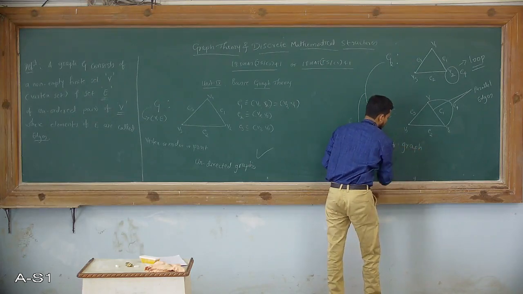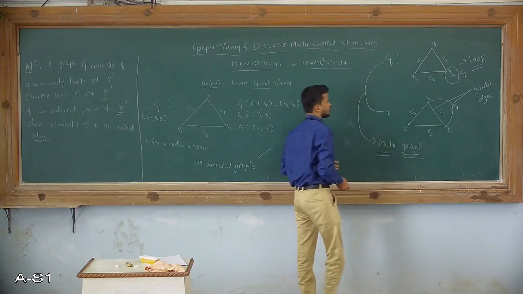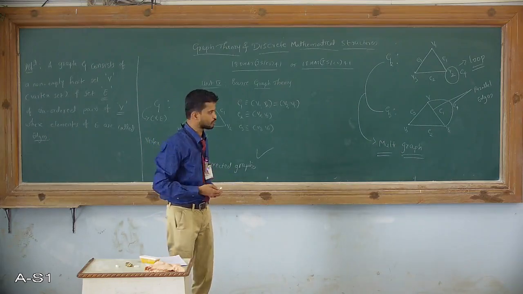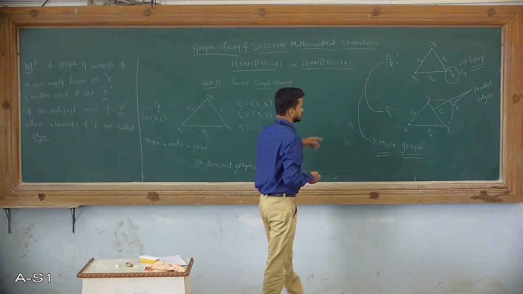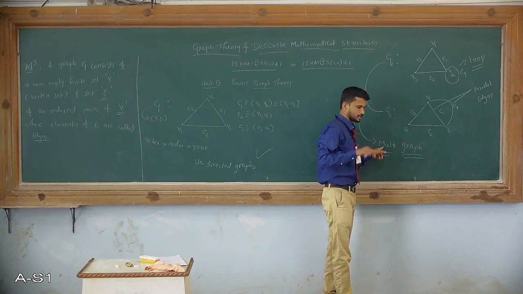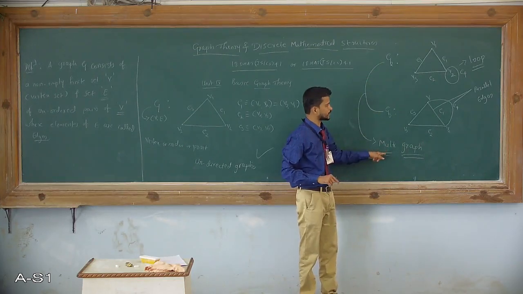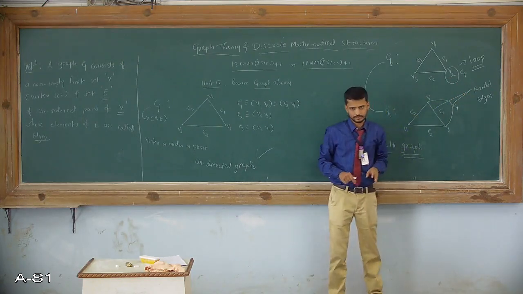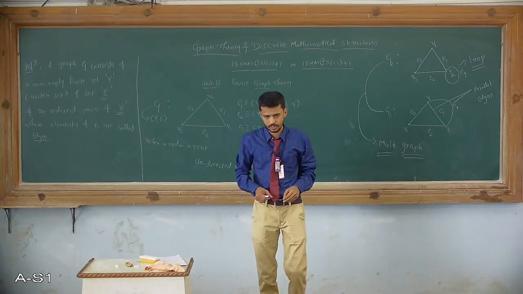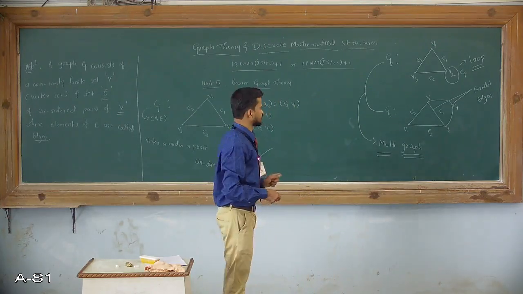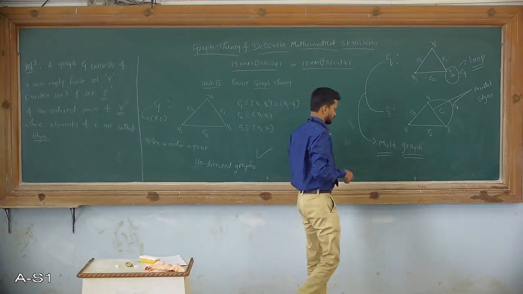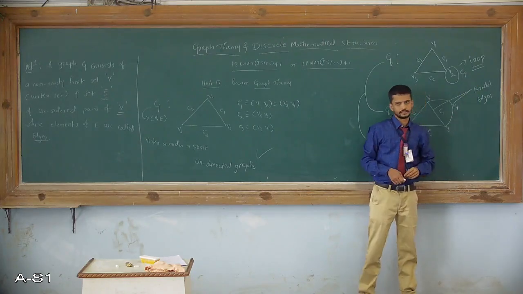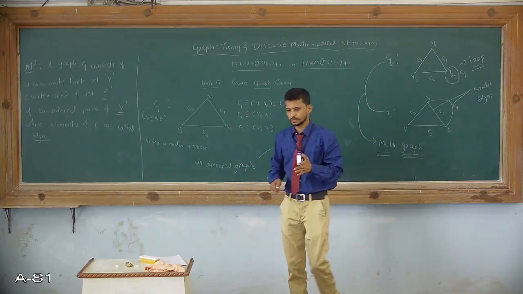These types of graphs are called multigraphs. So I will go to the technical or theoretical definition of a multigraph. A graph is said to be a multigraph if it includes a loop or a parallel edge. I will repeat the definition once again: a graph G is said to be a multigraph if it includes either a loop or a parallel edge. Then the graph is said to be a multigraph.